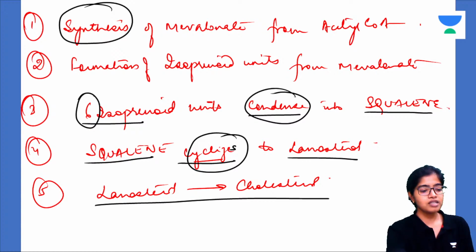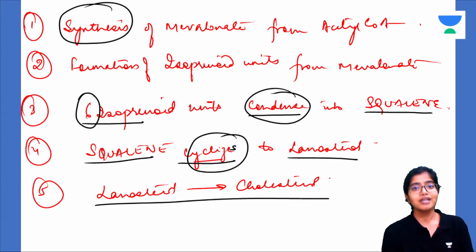You can just revise these 5 steps. What are these 5 steps? Just look at these ones and speak them out, okay? Because it is very important for you guys to remember cholesterol synthesis. There are 5 steps of cholesterol synthesis. Synthesis of mevalonate from acetyl CoA. Formation of isoprenoid units from mevalonate. 6 isoprenoid units are going to condense into squalene. Squalene will cyclize into lanosterol and lanosterol will convert into cholesterol.